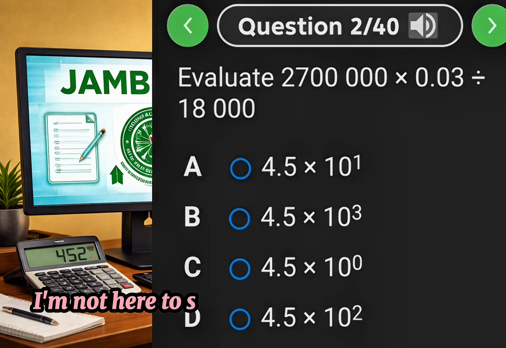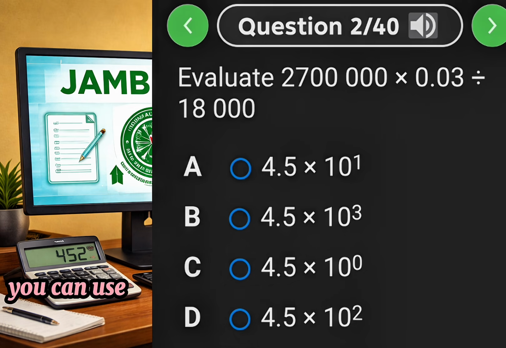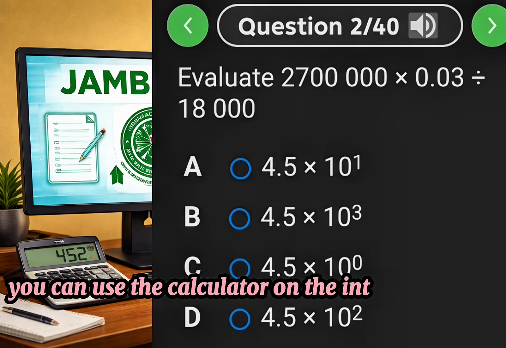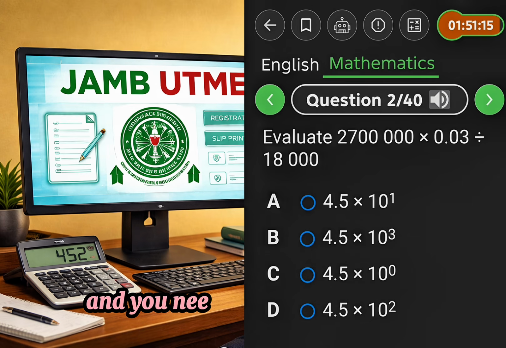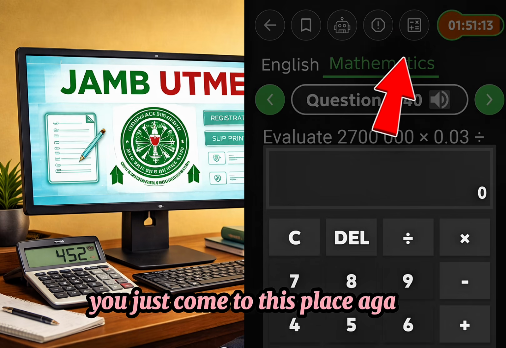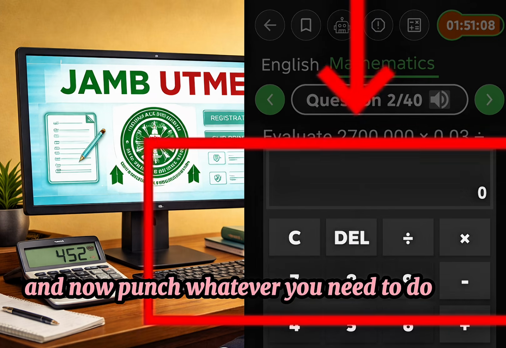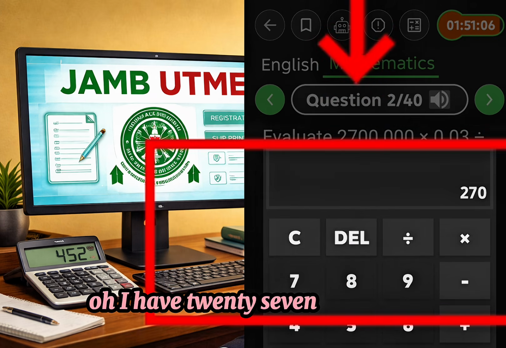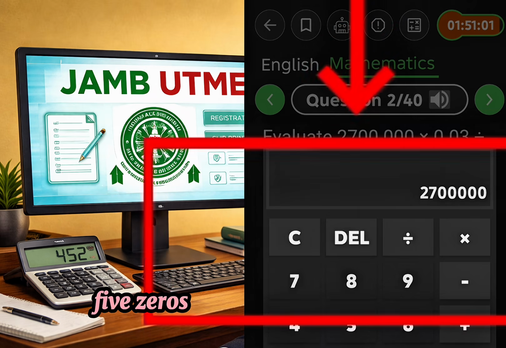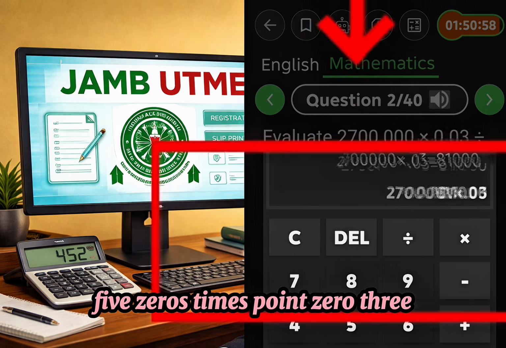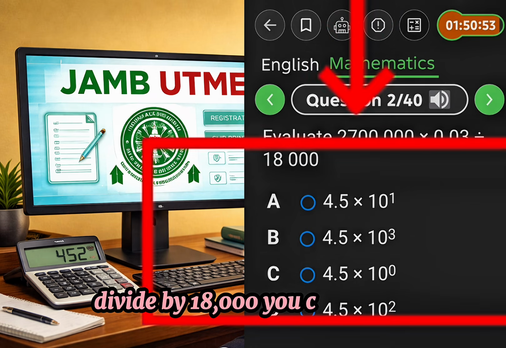I am not here to solve problems in mathematics, physics and chemistry and things like that, but to show how you can use the calculator on the interface of the JAMB system. So once the exam is going on and you need to punch the calculator, you just come to this place again, clear, and now punch whatever you need to do. Say I have 27,000, 5 zeros, times 0.03. That gives you something. Now divide by what?